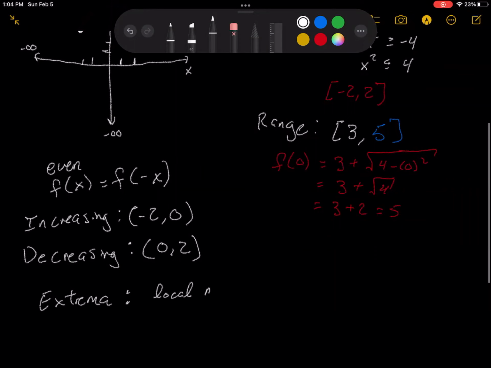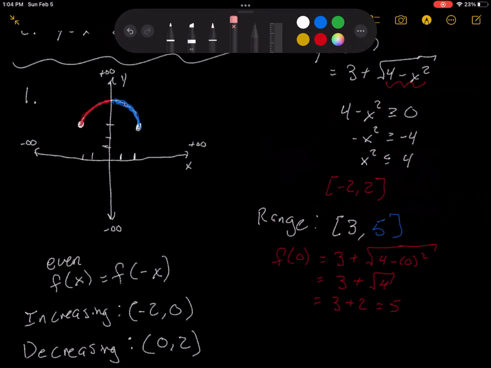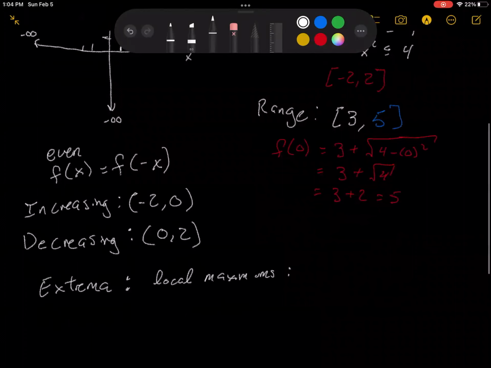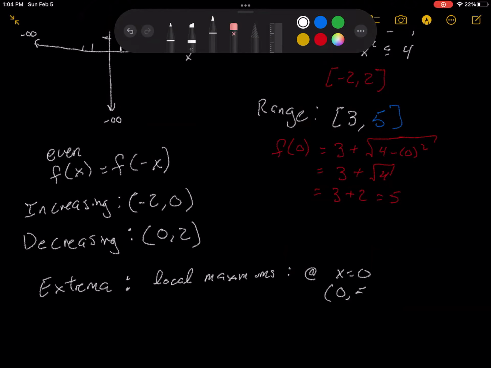So do we have local maximums? So go back up to our picture here. We can see that the point (0, 5) is a local maximum. That point right there is bigger than everything else around it. So we have a local maximum at 0. The value of the maximum is 5, right? That was what the function gave me at 0.